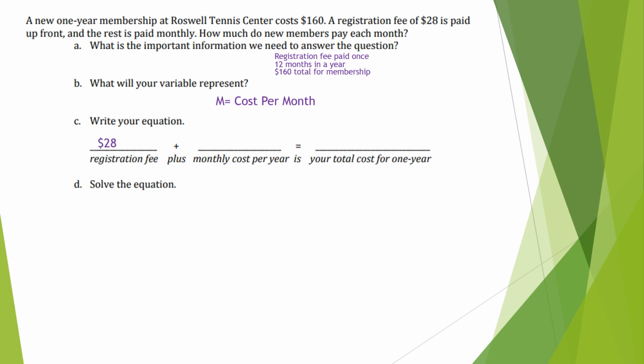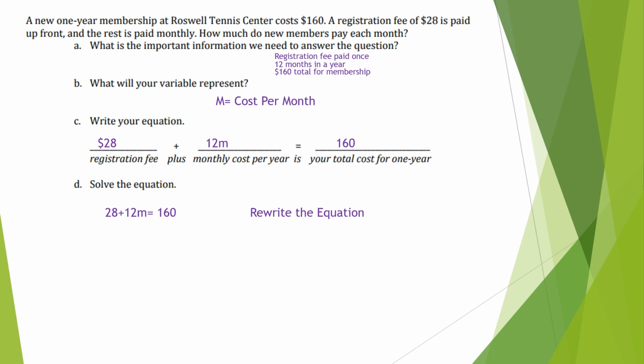So we're going to write our equation. We've got the registration fee that's paid one time, so that is $28, plus the monthly cost per year. Well, we know there are 12 months in a year, so 12 times the cost per month, which is M. And then the total cost for 1 year, they told us, was $160. So now we're going to look at solving that equation: 28 plus 12M equals 160.